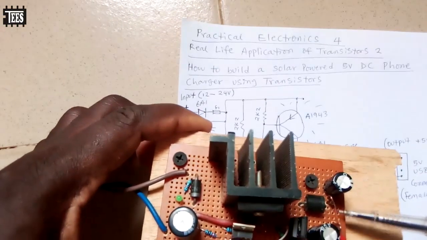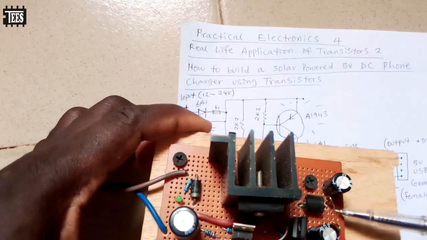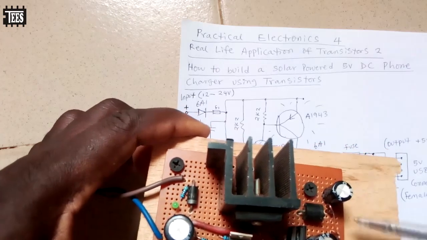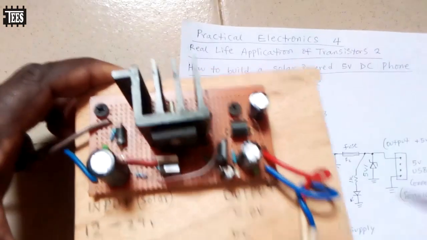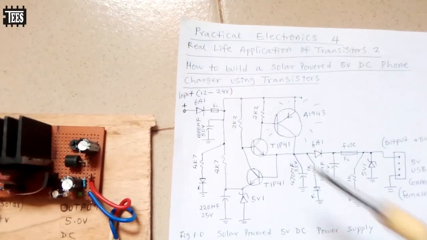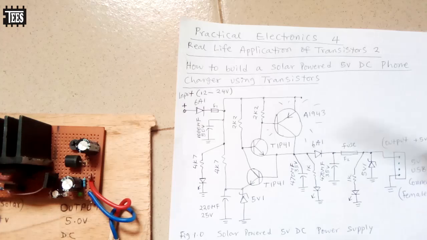Then we have fuse. This is very important so that in case you short circuit the output, look at my fuse wire. Look at it here. So it's very important, the fuse wire, in case there's short circuit. So you see. So now let me explain how the circuit works.